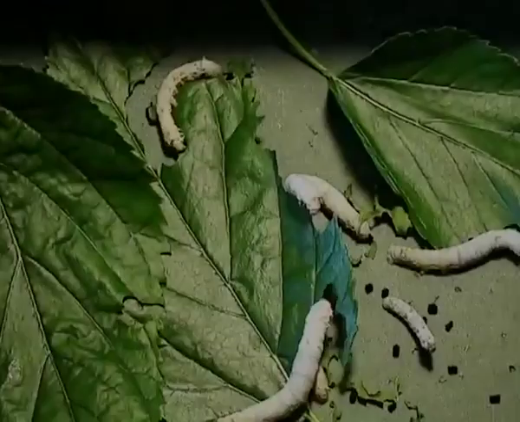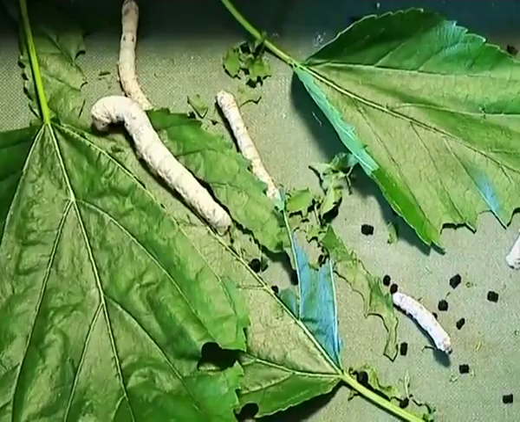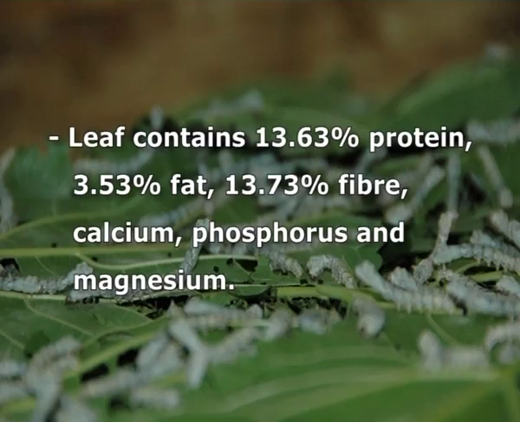Mulberry leaves remaining on the plant in late autumn, and wastage of leaves to a great extent, can be used for feeding other animals. Leaf contains 13.63% protein, 3.53% fat, 13.73% fiber, calcium, phosphorus and magnesium. They also contain antioxidants, particularly anthocyanins and flavonoids, and 18 amino acids.